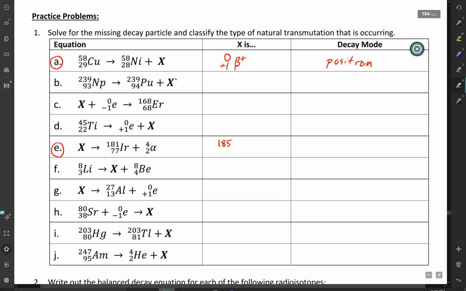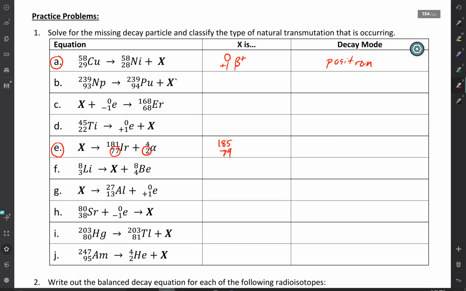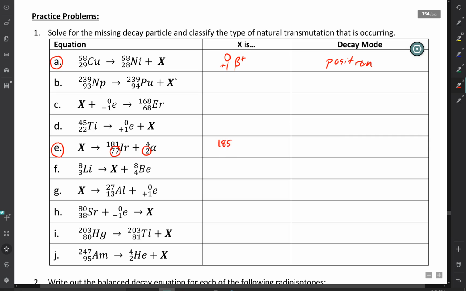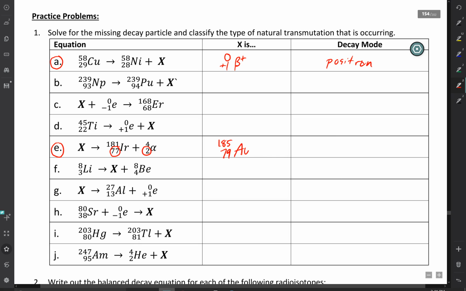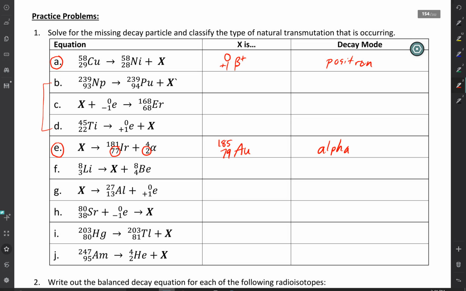I can do the same thing with the atomic number. I have 77 plus 2. That gives me 79. In order to figure out what the element is, all I really need to do is find atomic number 79 on the periodic table. That's telling me the number of protons. Only one element can have 79 protons in its nucleus. Happens to be gold. To classify this, I will call this alpha decay, as an alpha particle is produced. Why don't you take care of B, C, and D on your own? Pause the video, try them out, and we'll get the answers up shortly.